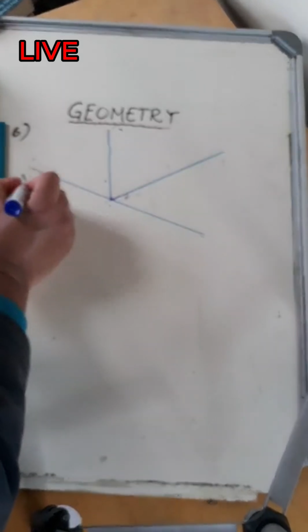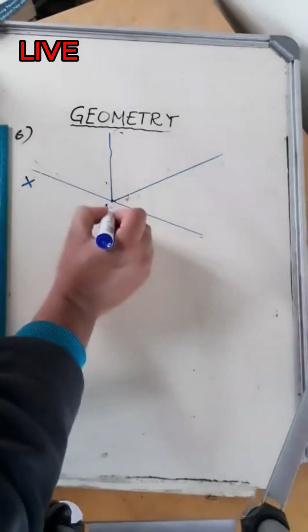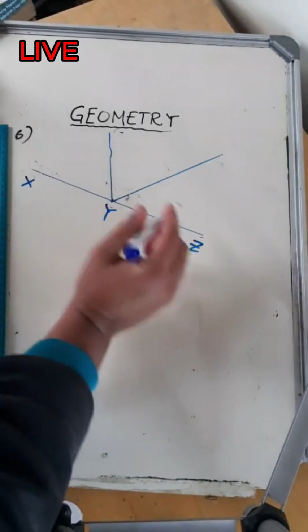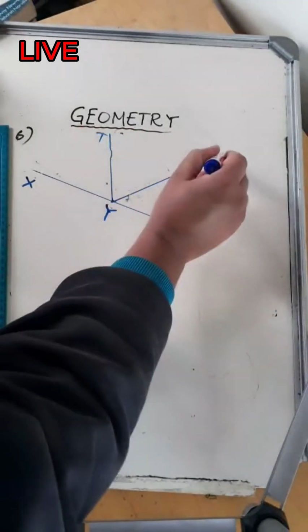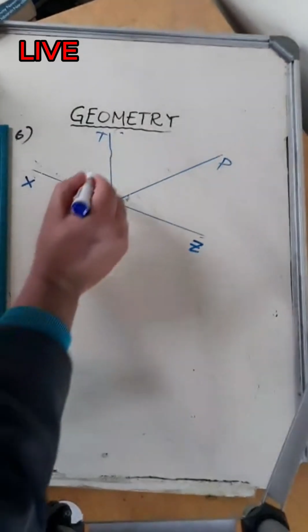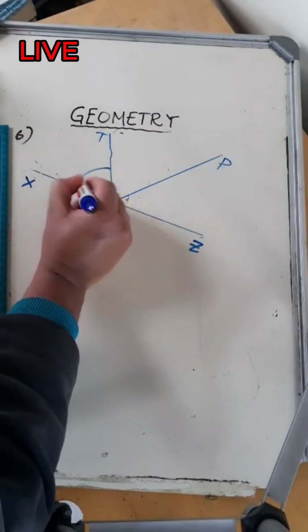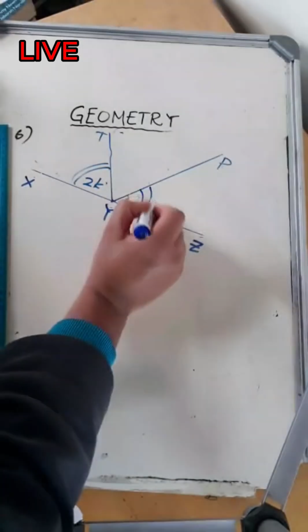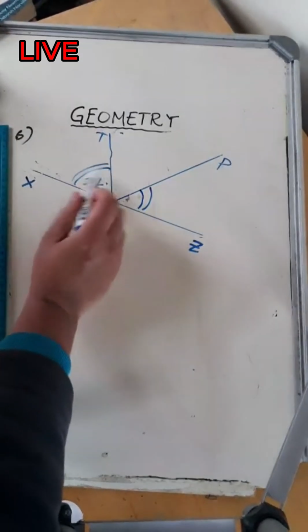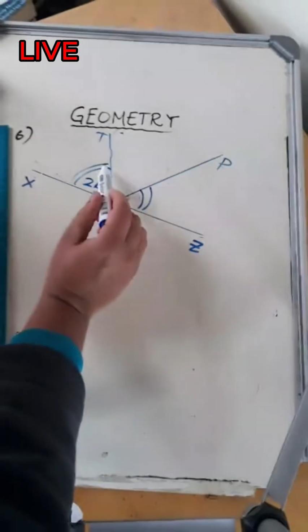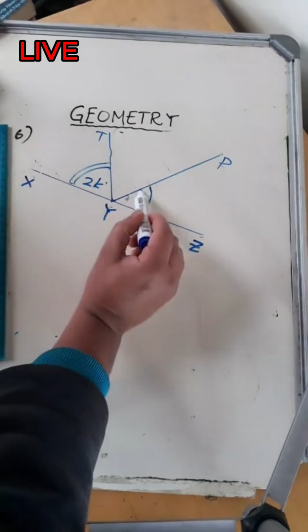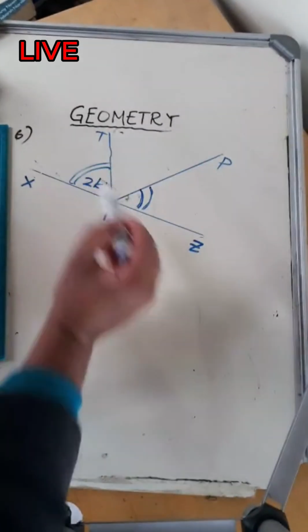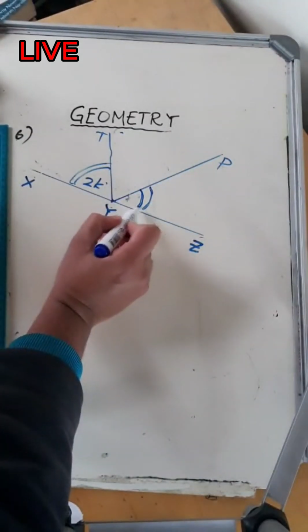Before I forget, let me first write this: X, Y, Z, T, P. This is the angle 2K. And they say that this angle here is equal to that one. That's the meaning of these when they do something like that. When they say this indicates that this is equal to that angle. What does that mean?